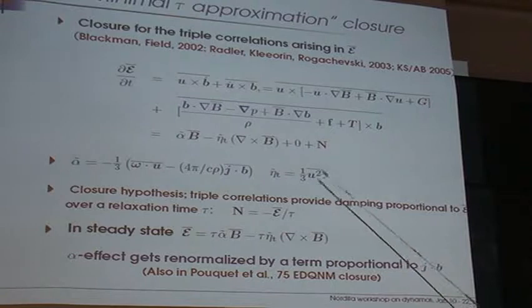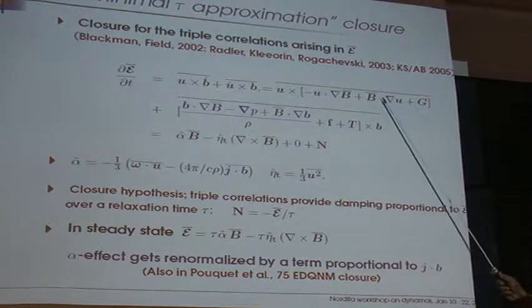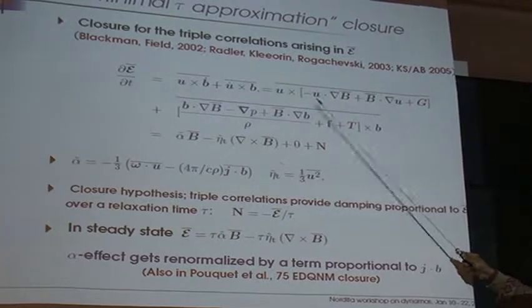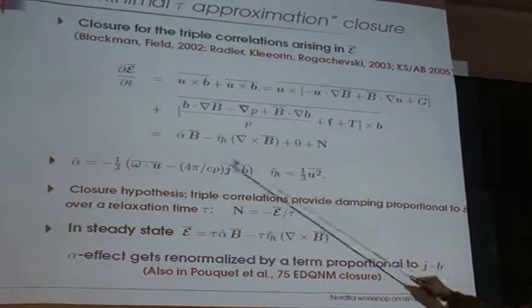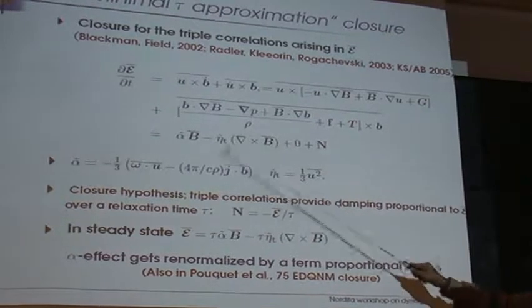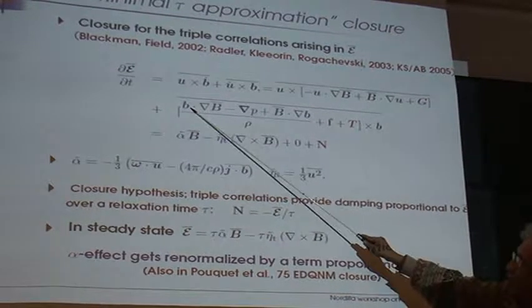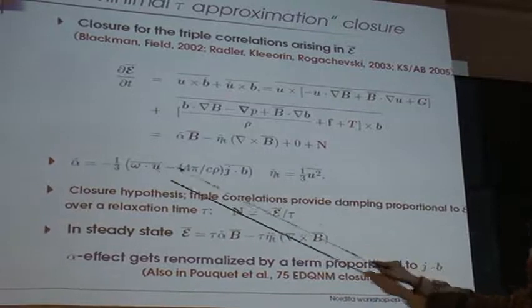So that remains as 1/3 u squared, dominated by this term here. And all the small scale magnetic field does is to introduce a term like the alpha, but now governed by small b's. Instead of u dot omega, you get j dot b.